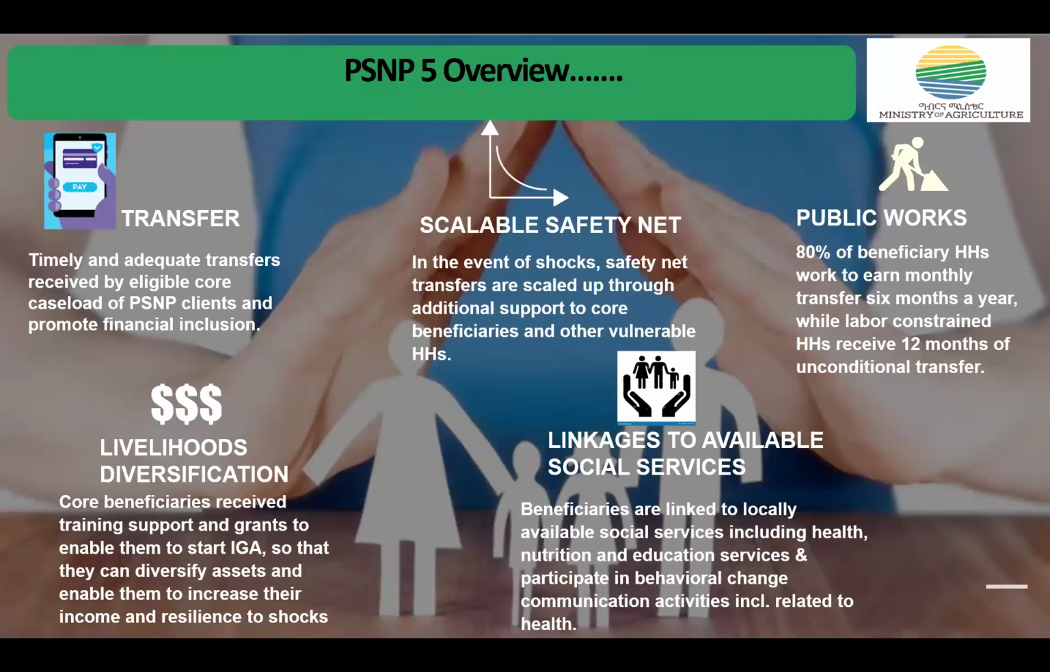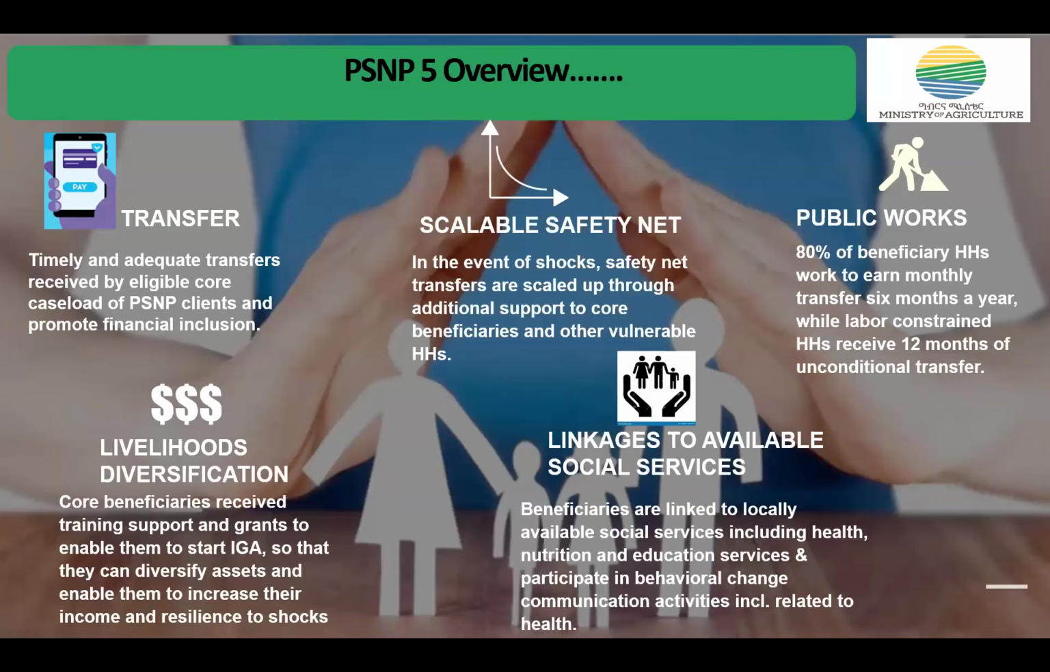The third one is public work. This is the labor contribution from the program beneficiaries to manage climate change and adaptation aspects. 80% of the beneficiary households work to earn a monthly transfer for 6 months in a year, while labor-constrained households, like the elderly and people living with many diseases, receive 12 months of unconditional transfer.